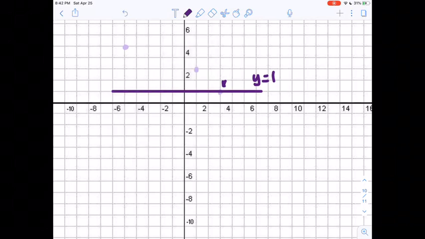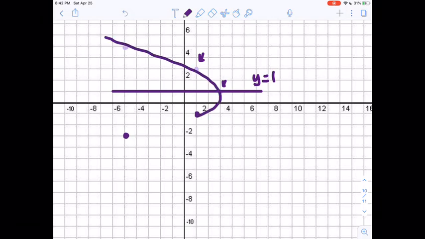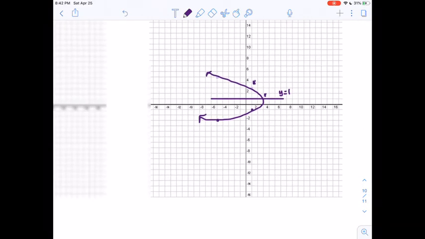And then I'm just going to create symmetrical points. So this point right here is 2 above my line of symmetry, so I'm going to go 2 below the line of symmetry, creating a vertical line. And here this is 1, 2, 3, 4 above the line of symmetry, so I'm going to go 1, 2, 3, 4 down below the line of symmetry. Now we can see my parabola starting to open up towards the left, curving around, and there's my parabola.